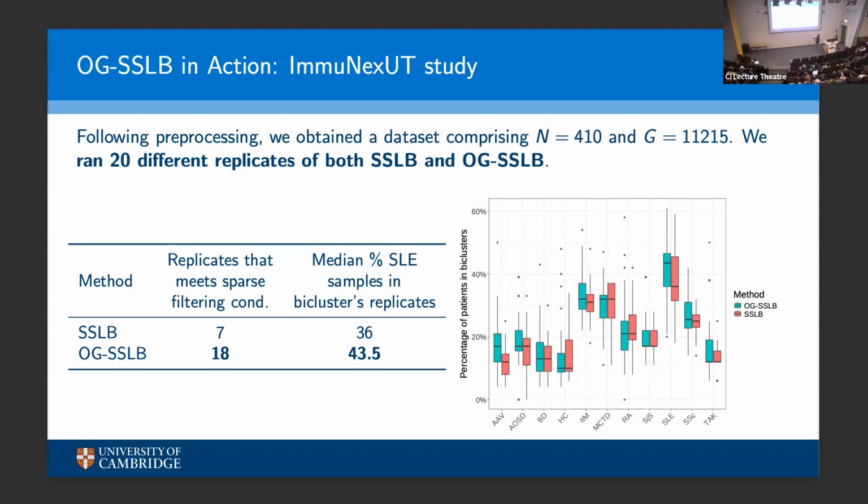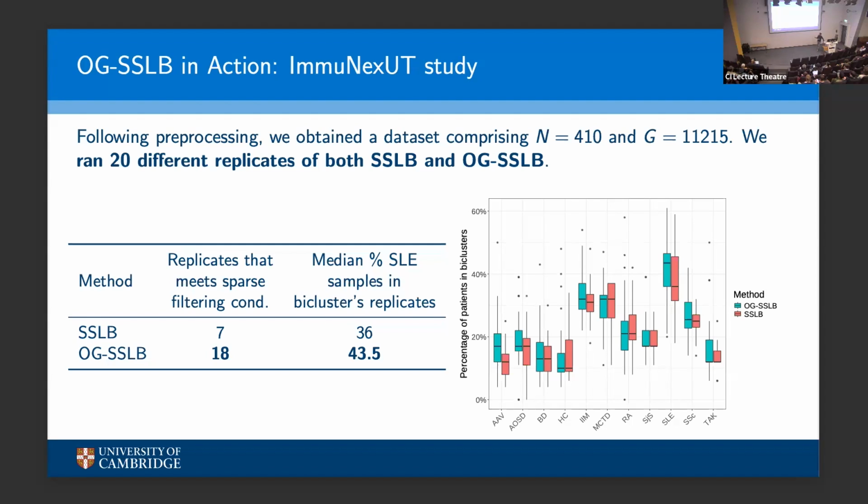We also see that the biclusters from OGSSLV were more enriched for SLE disease compared to SSLV. And we can also see this relationship in the distribution of the percent of SLE patients in the biclusters. So, yes, OGSSLV is doing much better work.